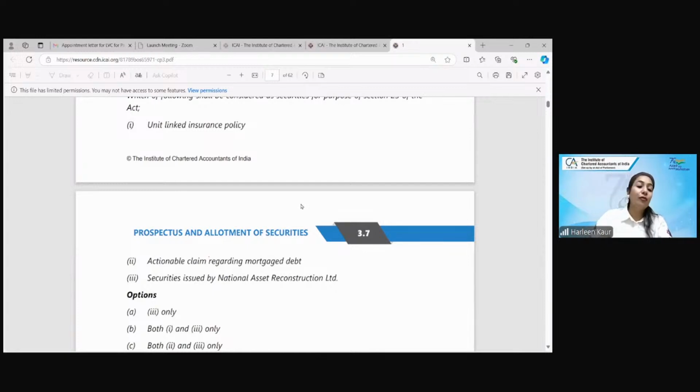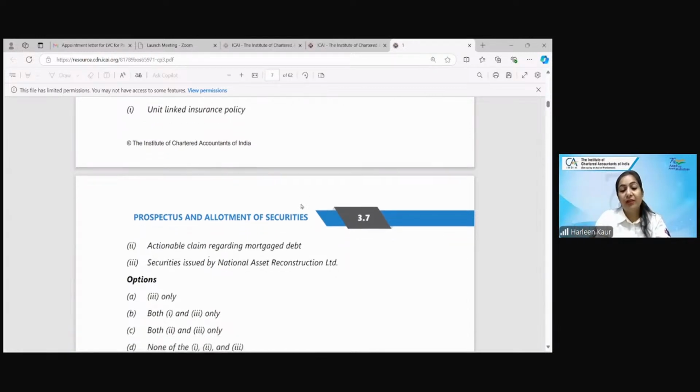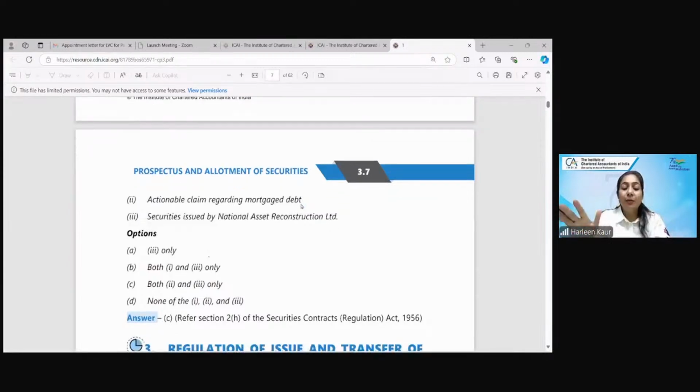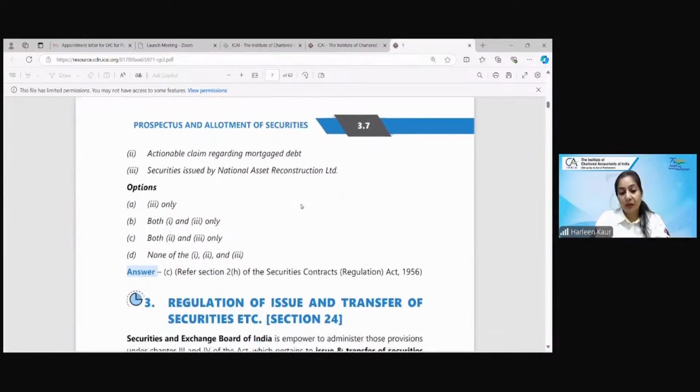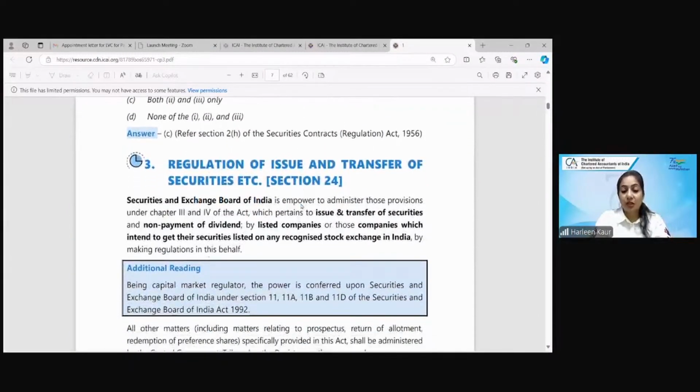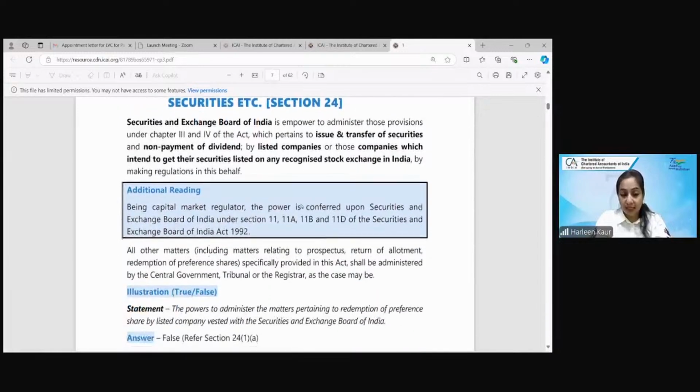Very good. So all of you have given the correct answer. Option C is the correct answer. It is specifically trying to tell you that ULIP is not to be included. Actionable claims and other securities issued by National Asset Reconstruction are included in the definition of securities. And this is your section 24, which we have just discussed.